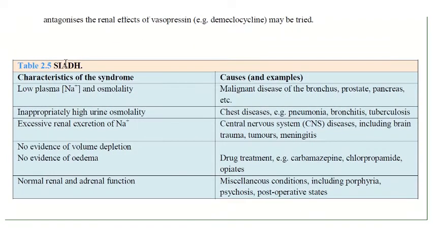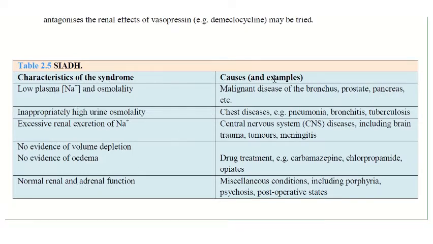وهذا التيبل على ال SIADH syndrome of inappropriate secretion of ADH. هنا نبي ال characteristics of the syndrome هنا في العمود اللي على اليسار: low plasma sodium and osmolality, inappropriately high urine osmolality, excessive renal excretion of sodium, no evidence of volume depletion, no evidence of edema, normal renal and adrenal function. هاي بالنسبة لل characteristics of the syndrome.